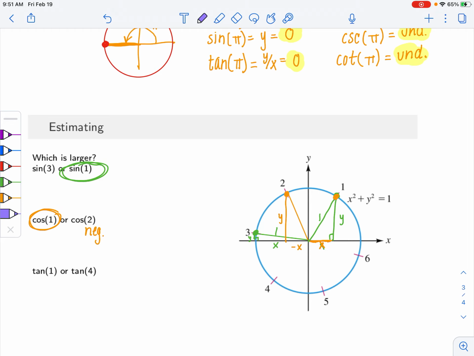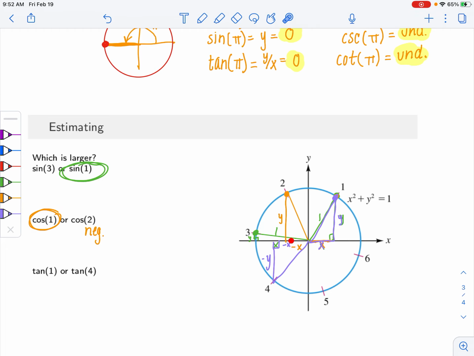We're going to look at tangent of 1 or tangent of 4. So here's my tangent of 1. I know all my colors are mixing together. I'm sorry. And here's my tangent of 4. Y, negative x, negative y, positive y, positive x. So looking at it, tangent is my sine over cosine, my y over my x. Well, this y and this x look pretty similar to this y and this x. Like distance-wise, I don't see a huge difference.